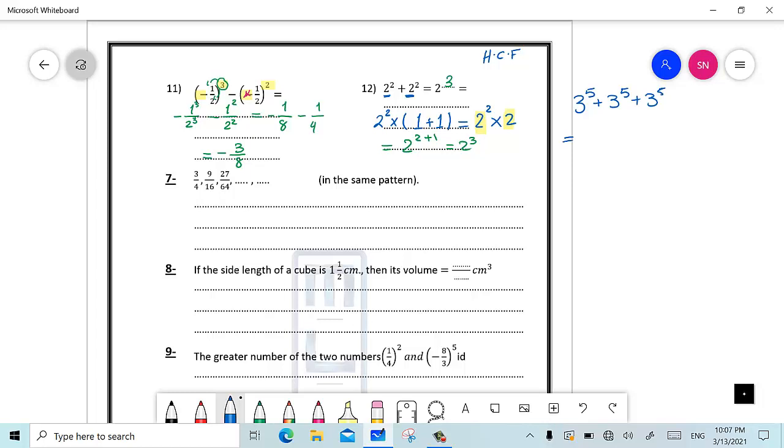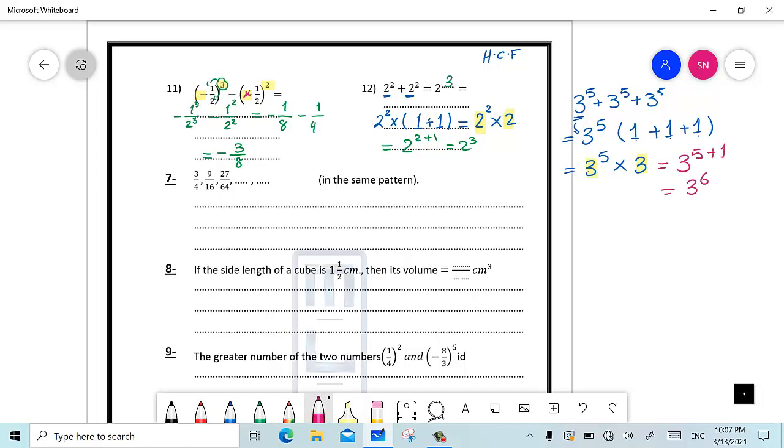I'm going to take a highest common factor of 3 to the power of 5. Open a bracket, and 3 to the power of 5 divided by 3 to the power of 5 is 1, plus 1, plus 1. This means that I will have 3 to the power of 5 times (1 plus 1 plus 1), which is equal to 3. Again, I have the same base, so I'm going to add powers. So this is equal to 3 to the power of 5 plus 1.